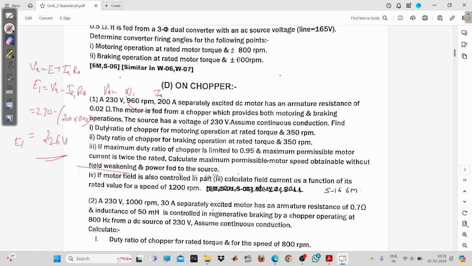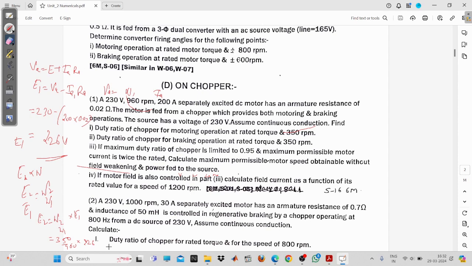Now what is the next step? You can see that the duty ratio will have to be calculated. Because the speed has changed, the back EMF has changed, but the current is maintained constant. So E2 is proportional to N, and E2 by E1 is equal to N2 by N1. So E2 will be equal to N2 by N1 into E1. N2 is 350 RPM, and N1 is 960 RPM. E1 we just calculated as 226.